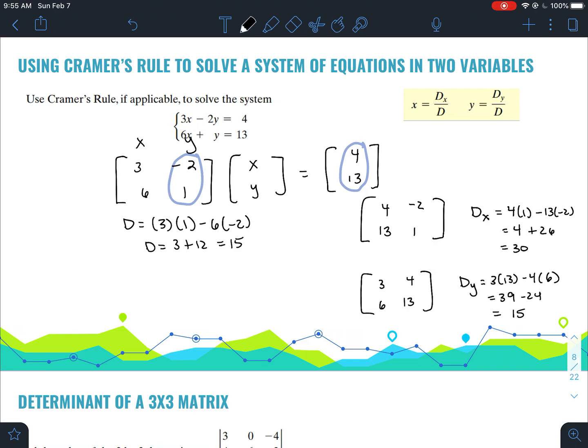Now, the x coordinate for my solution is going to be d sub x over d. In this case, d sub x was 30, so it'll be 30 over d, which was 15. So the x solution to my system of equations is going to be 2. And then my y solution is going to be d sub y over d, which would be 15 over 15, which is 1. So the solution to this system using Cramer's rule is going to be 2, 1.